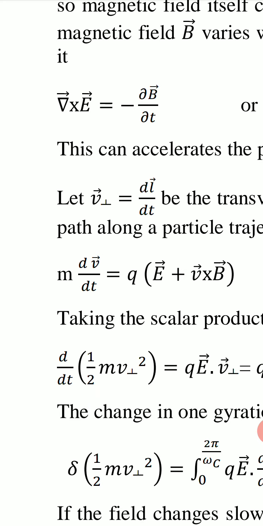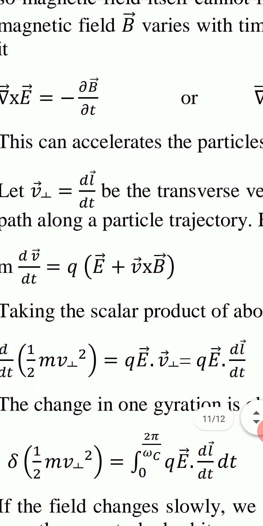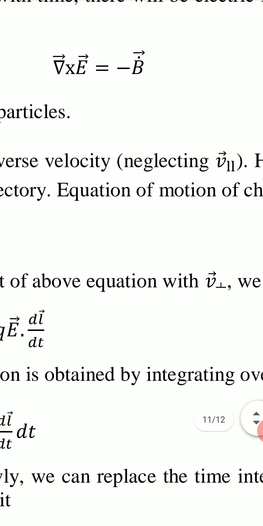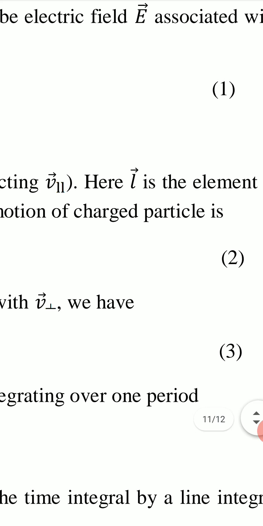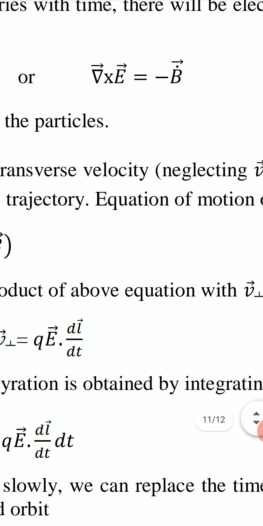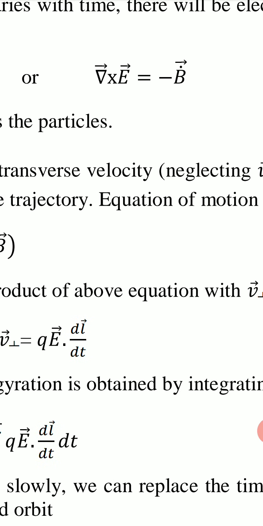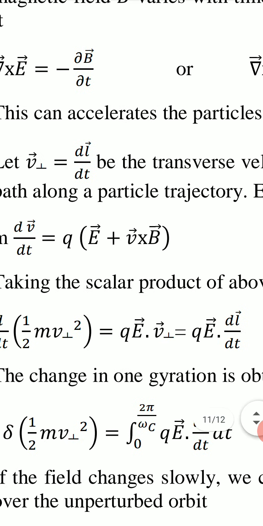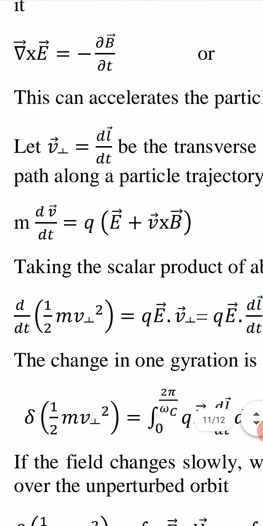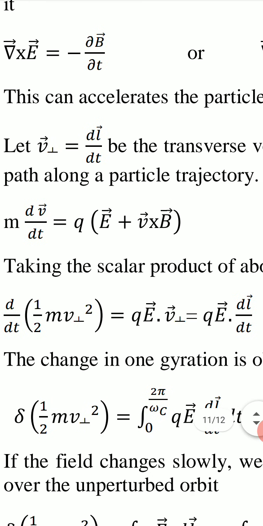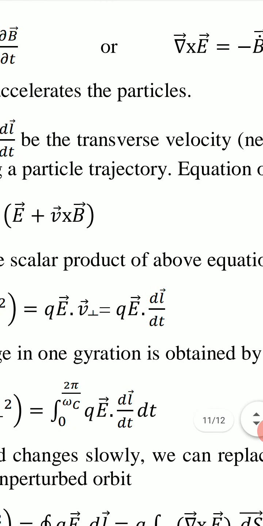We write delta B upon delta t as B dot, then we can write this equation as del cross E equal to minus B dot. We write this equation as equation 1. It is the Maxwell equation, del cross E equal to minus B dot. Now this can accelerate the particle.